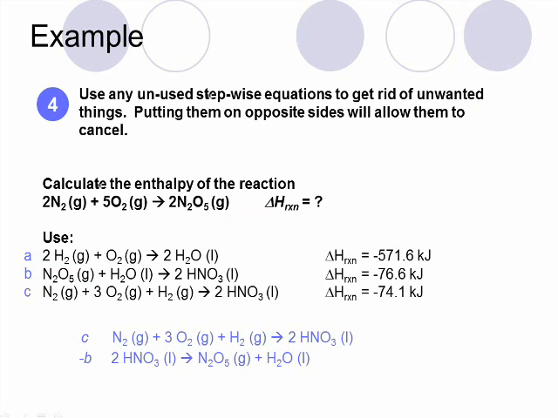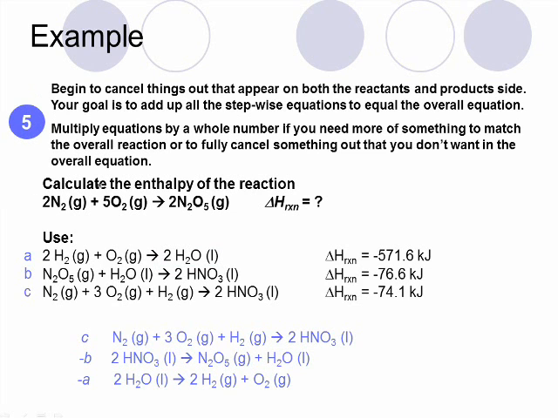So we'll use any unused stepwise equations to get rid of unwanted things. Okay, so we have a lot of unwanted things there, like the water there. We'll put that there, so we have that already. And then the whole equation A is basically unwanted. It doesn't have anything directly to do with the final equation. Cancel things out, fun part.